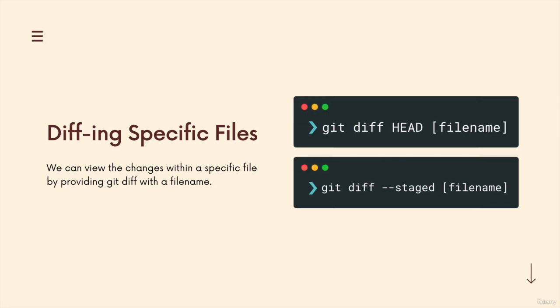Another thing we can do is narrow down the diff to a specific file or files. So instead of just everything, right, all unstaged changes or all staged changes or all changes since head, whatever we're actually looking at, we can narrow it down and say only in this one file.